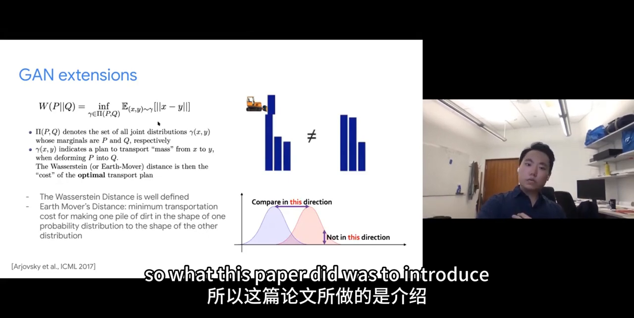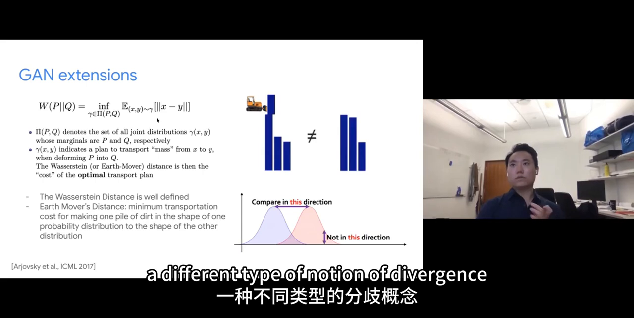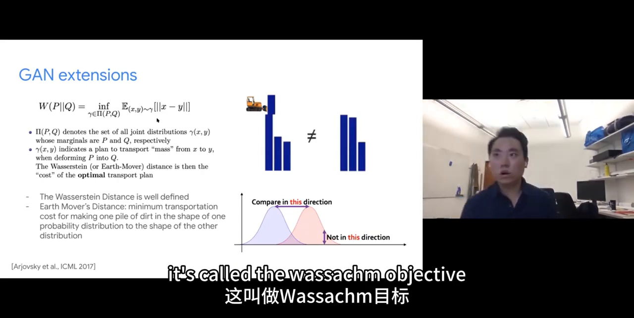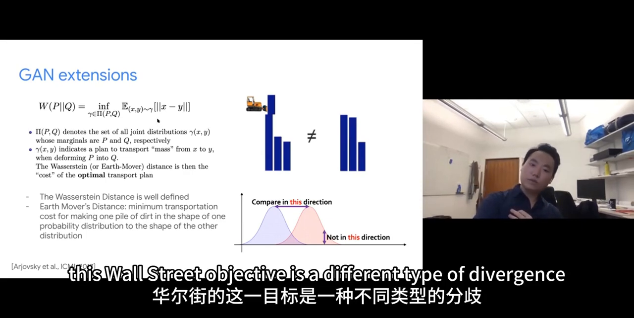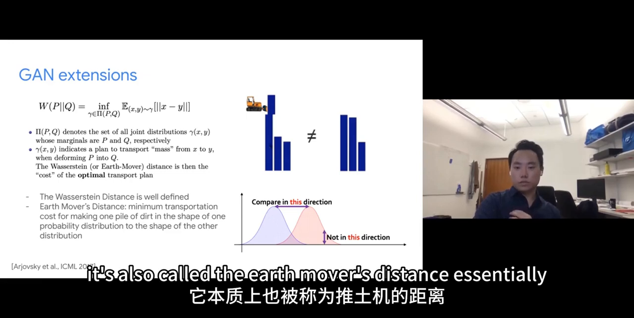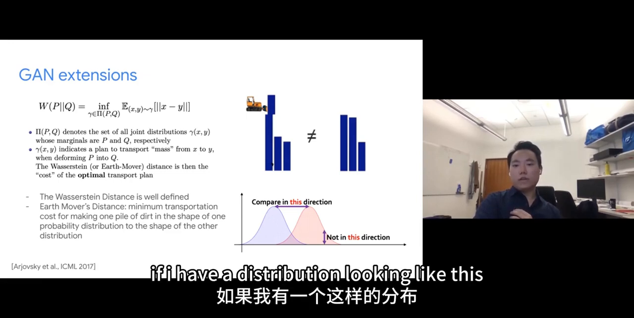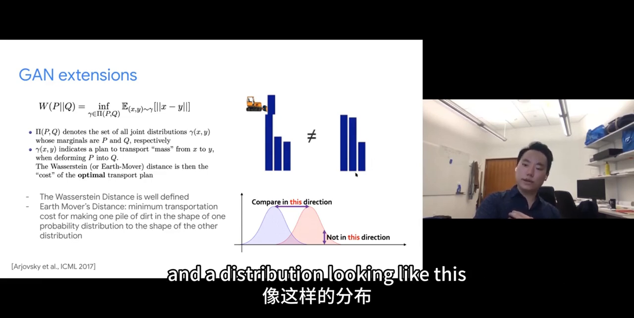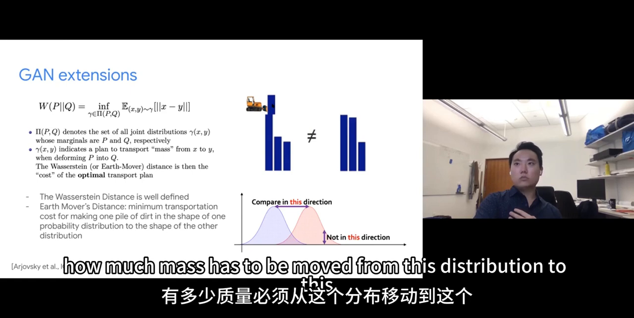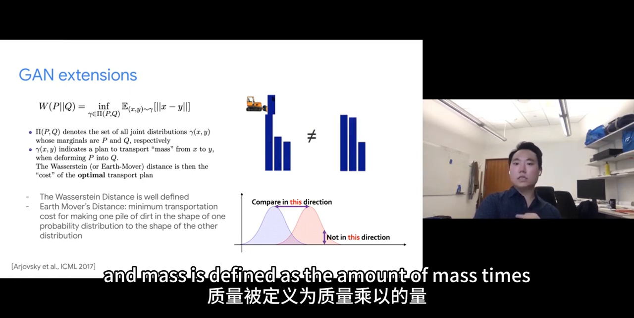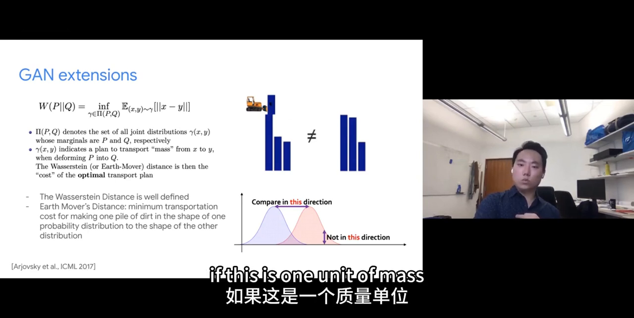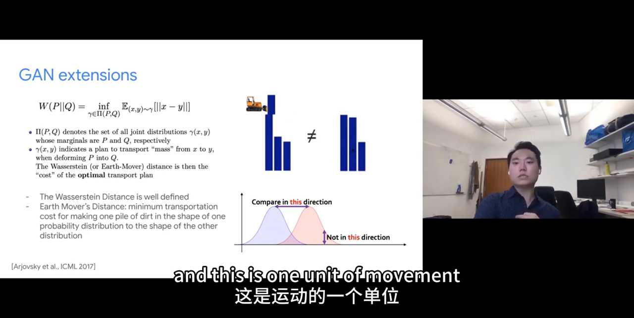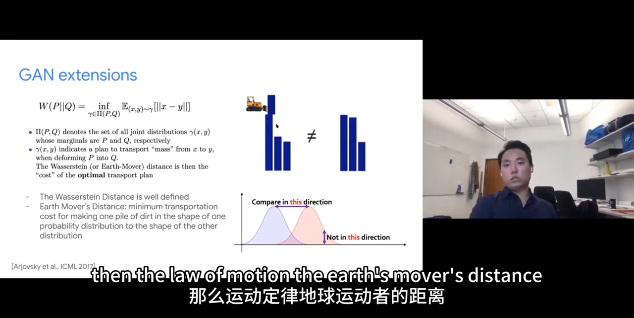So what this paper did was to introduce a different notion of divergence. It's called the Wasserstein objective. This Wasserstein objective is a different type of divergence. It's also called the Earth mover's distance. Essentially, if I have a distribution looking like this and a distribution looking like this, how much mass has to be moved from this distribution to this? And the cost is defined as the amount of mass times the distance you have to move it. So in this case, if this is 1 unit of mass and this is 1 unit of movement, then the Earth mover's distance here will be 1.